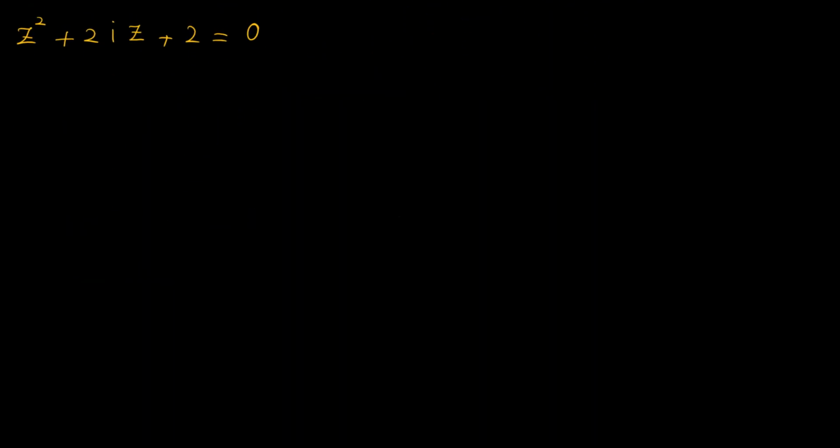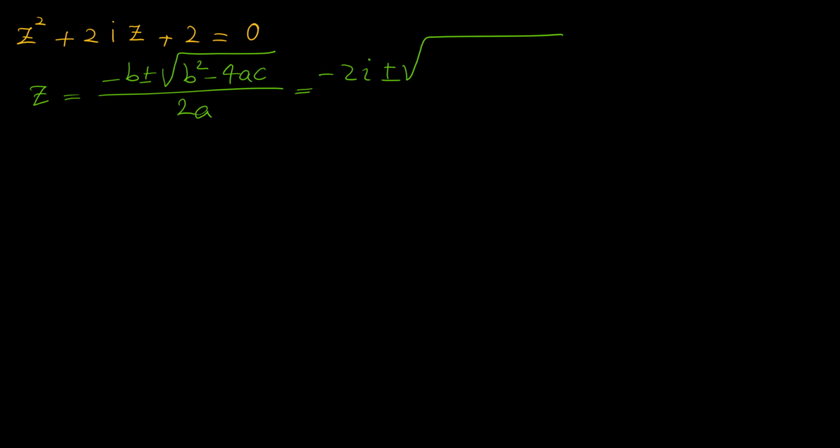Now look at this quadratic equation. z to the 2 plus 2iz plus 2 equals 0. The coefficient of z to the 2 is 1, the coefficient of z is 2i, and the constant term of this quadratic expression is 2. For finding z, we use the quadratic formula. Let me write the quadratic formula here. z equals negative b plus minus radical b to the 2 minus 4ac all over 2a. So z equals negative 2i plus minus radical b to the 2.